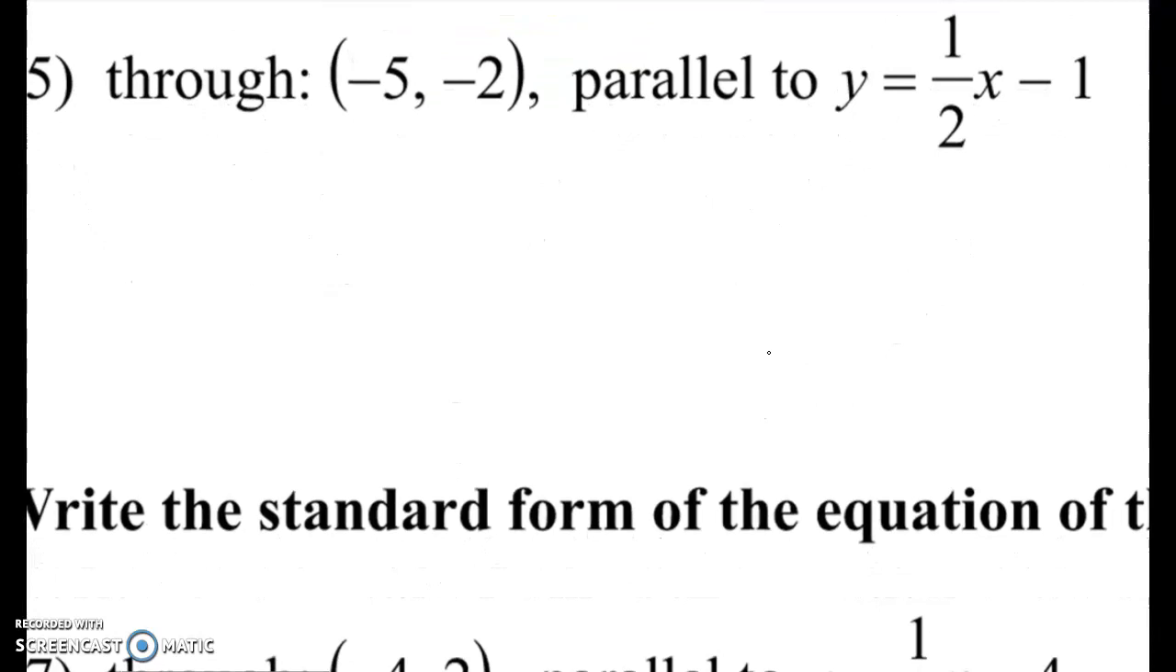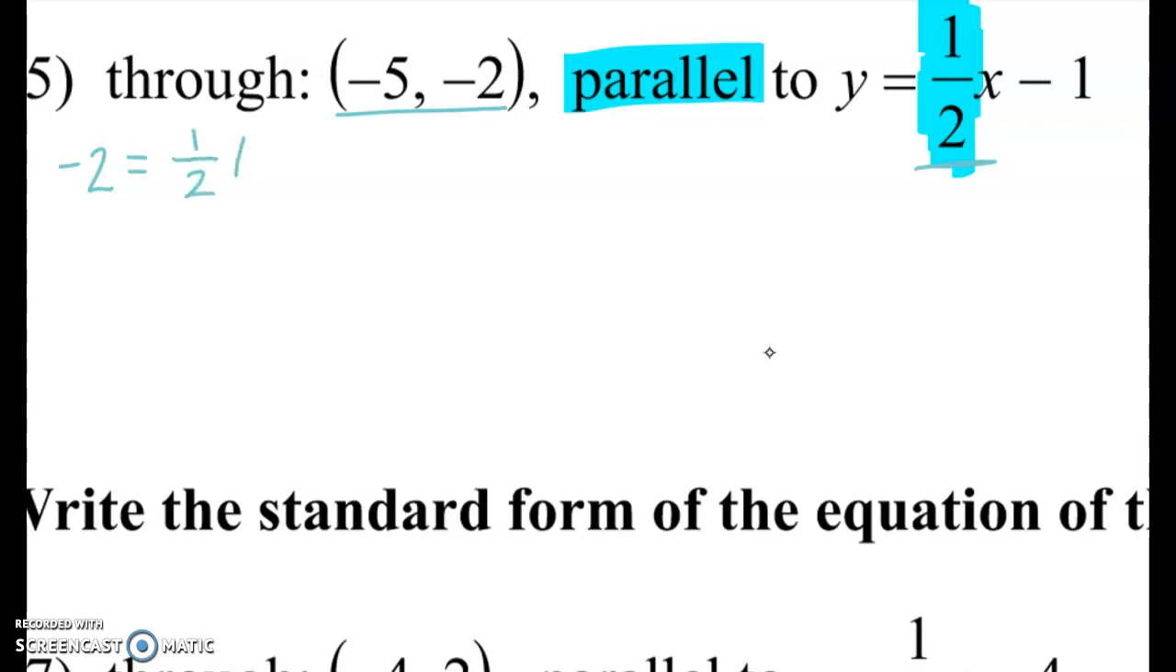Okay, so through this point, parallel to y is equal to 1/2 x minus 1. So all we care about here is the slope, and since it's parallel, it's going to stay the same. Okay, so then I can just go ahead and use my point and my slope to set up my equation. So negative 2 is equal to 1/2 times negative 5 plus b. Negative 2 is equal to negative 5 halves plus b. Add 5 halves to both sides.